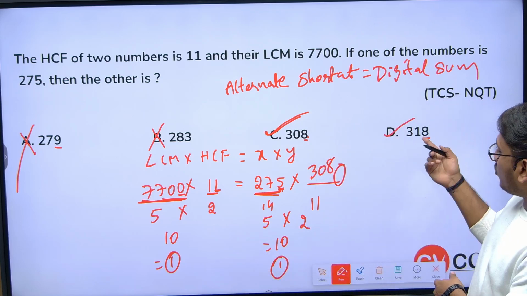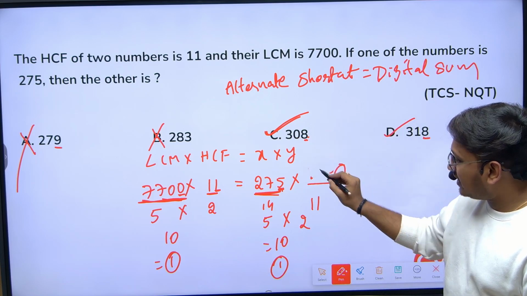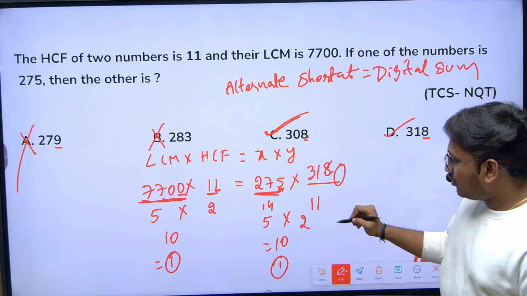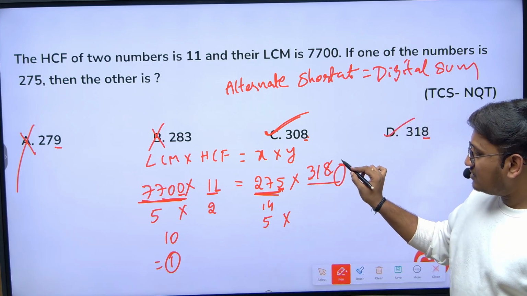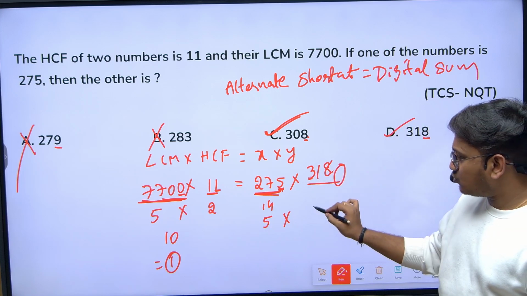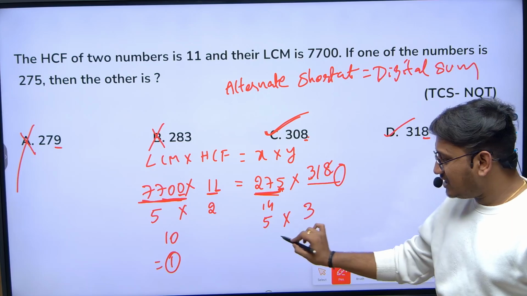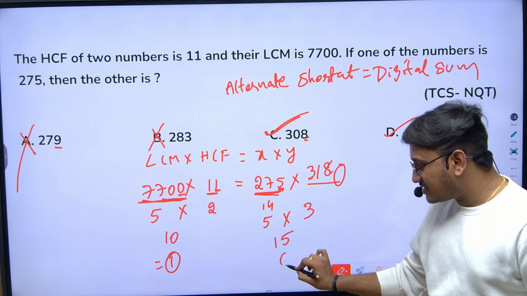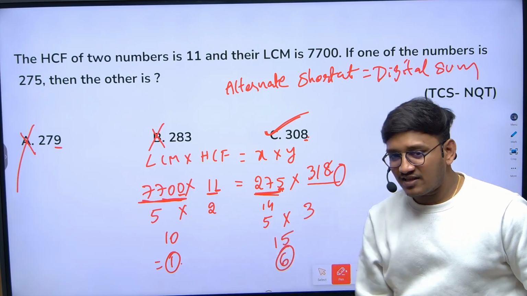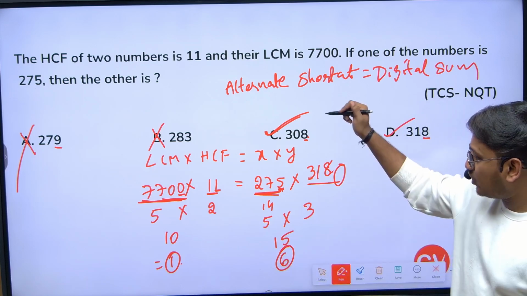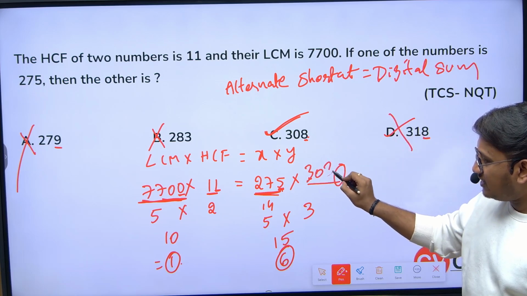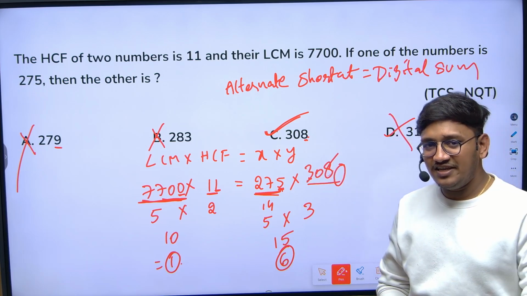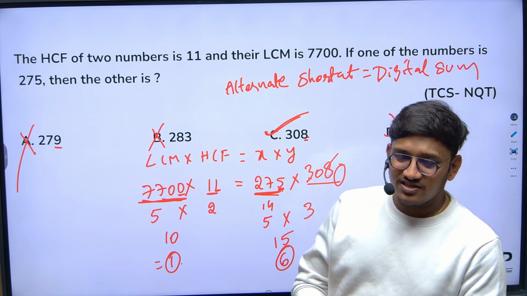And if you want, you can cross check with 318. Let's say 318. Now if I consider this 318, so here it will be 11. Sorry, 11 plus 1, 12. 12 means 3. 5 into 3 is 15. 15 means digital sum is 6. Here we got a digital sum 1. Here we are getting digital sum is 6. So I can say that answer is not 318. So answer is 308. So first condition checking units place, and second condition checking digital sum method.